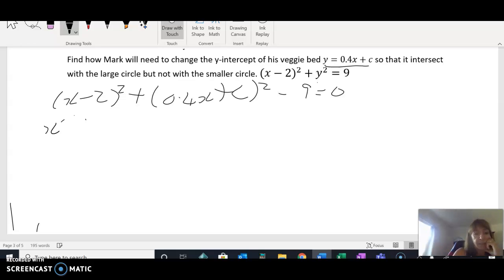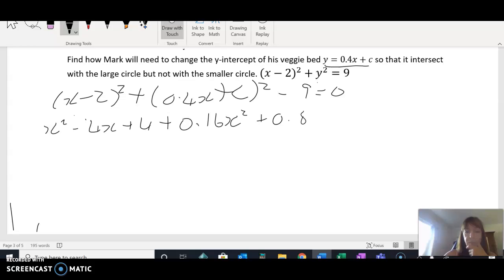So this is going to give me x squared minus 4x plus 4 plus 0.4 times 0.4, which is going to give me 0.16x squared. And then 0.4x times c gives me 0.4cx, so that's going to be 2 of those, so 0.8cx. I'm just putting the c first just because x is my actual variable and c, remember c is a constant, plus c squared minus 9 equals 0.